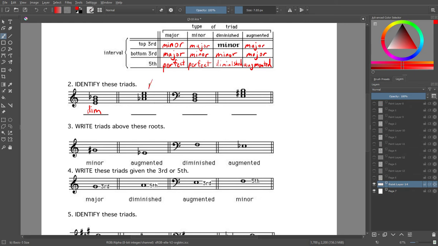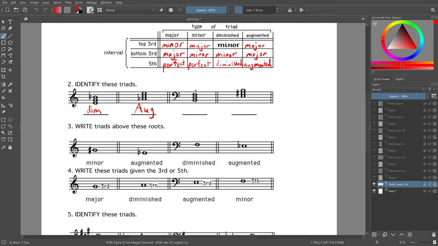Now let's take a look at this one. We got A flat to C. That, count the half steps, is a major third. Then we have C to E. Count the half steps again. That is also a major third. Two major thirds, that makes it augmented.